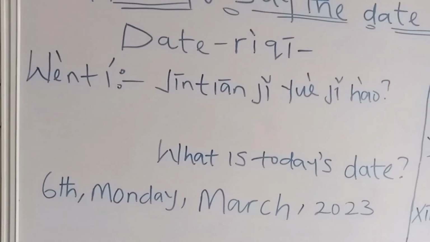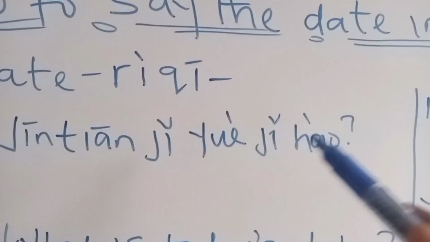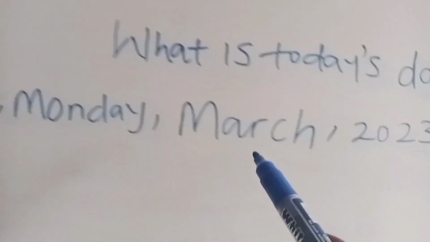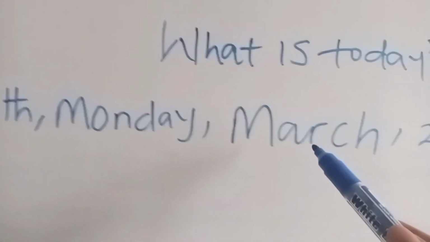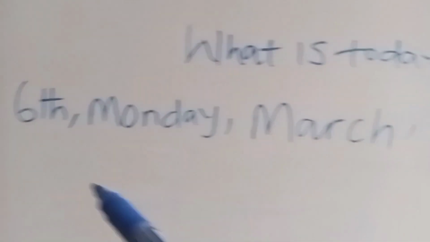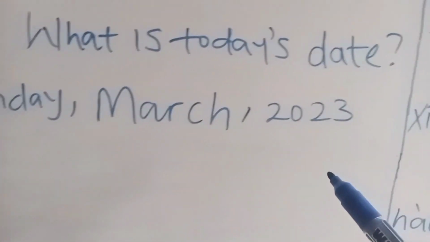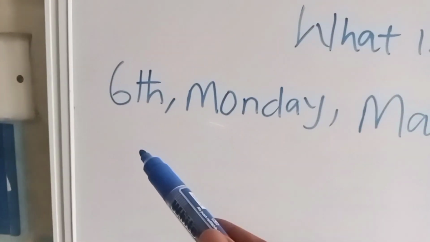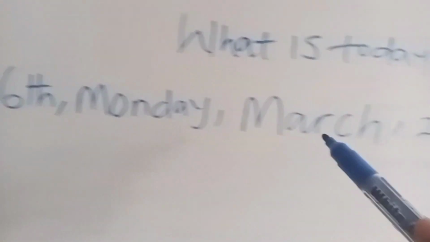How do you answer? Even though the question is how many months, how many dates, what you are expected to say is the date, the day, the month, and the year. But you can just say the month and the date. So as today is 6th Monday, March 2023, I can say today's date is March 6th. And I can also say today's date is 6th March.